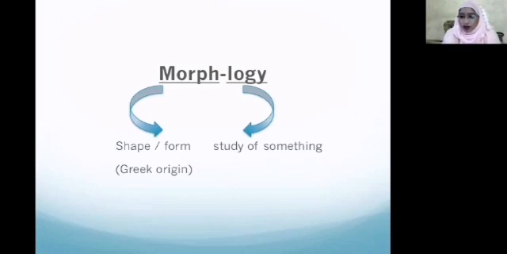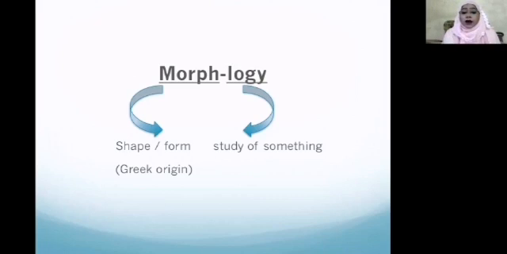This is Greek origin. Generally, when morphology is studied in zoology, the students study about the shape and the form of animals, right? Or the living things. But here we are studying the language. So what does it mean, how can we talk about the shape and form of a language? So actually we will talk about the forms and the shape of words in morphology.